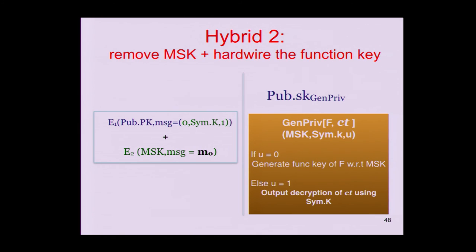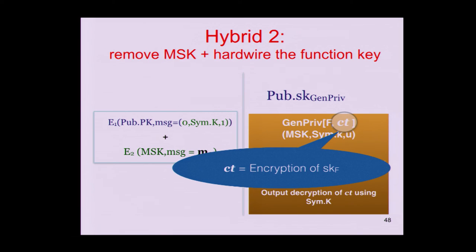So in the second hybrid, I'm going to remove the master secret key. I'm going to hardwire the functional key in the ciphertext. And the symmetric key that decrypts this ciphertext will be part of the first ciphertext. And I will also correspondingly change the mode to indicate to the functional key to actually use the second, sneaky branch.